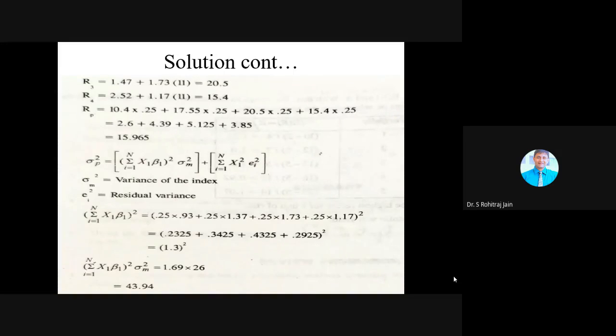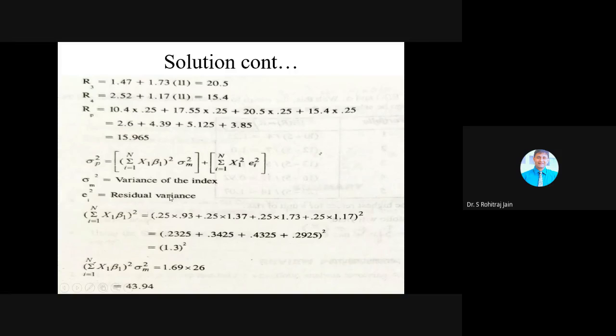Now the next step is what? Calculation of the variance of the portfolio, that is sigma p square. I use this: summation of i equal to 1 to n, x1 is the proportion of funds invested, and beta, whole square, into the variance of the market, plus summation of i equal to 1 to n, x1 square into EI square, that is the residual variance, right? See, I have written here sigma m square is what? Variance of the market or variance of the index. Then EI square is what?